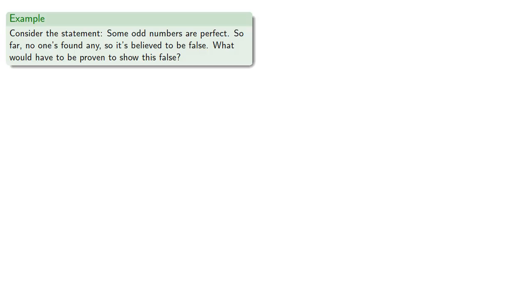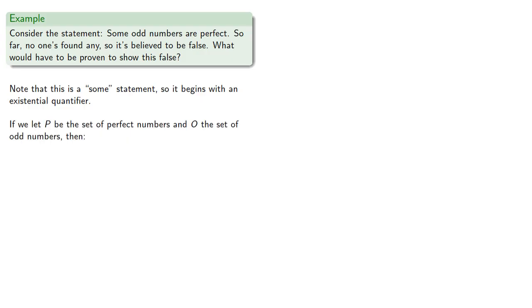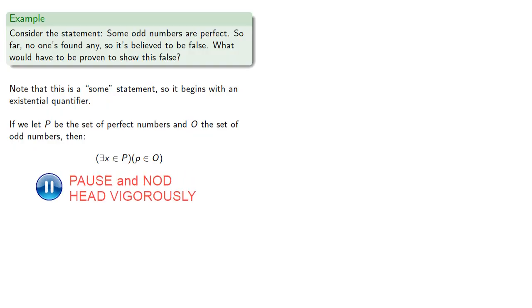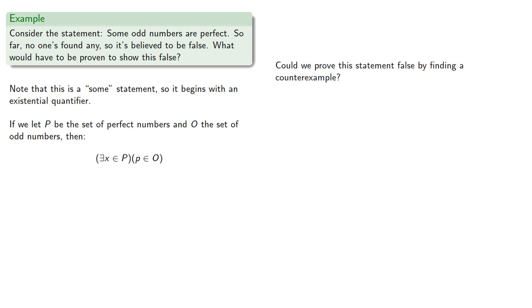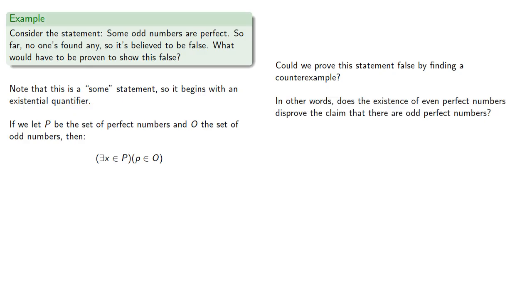Note that this is a some statement, so it begins with an existential quantifier. If we let P be the set of perfect numbers and O the set of odd numbers, then we have: there is some perfect number that's in the set of odd numbers. Could we find this statement false by finding a counterexample? In other words, does the existence of even perfect numbers disprove the claim that there are odd perfect numbers? Let's rewrite it using quantifiers and find out.